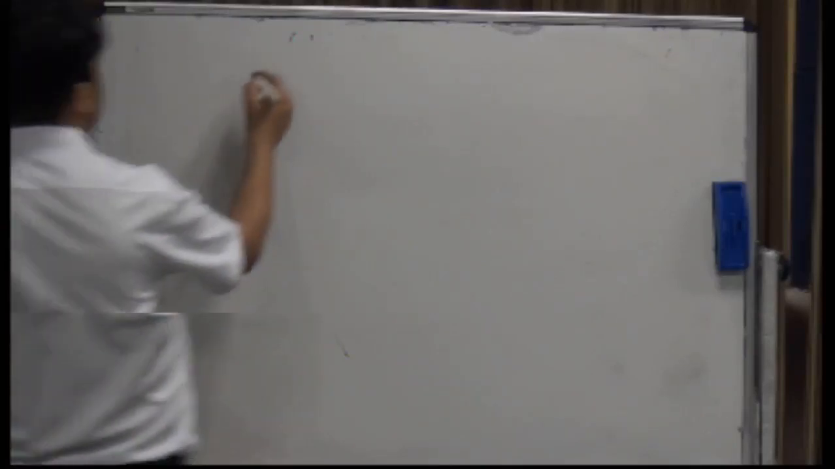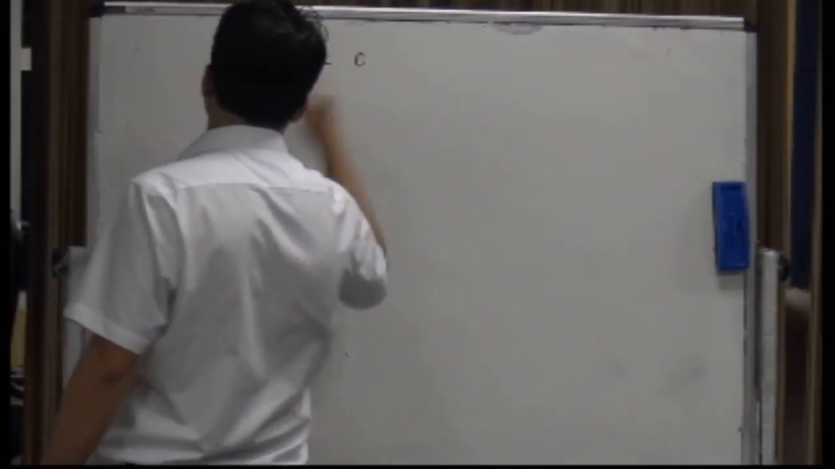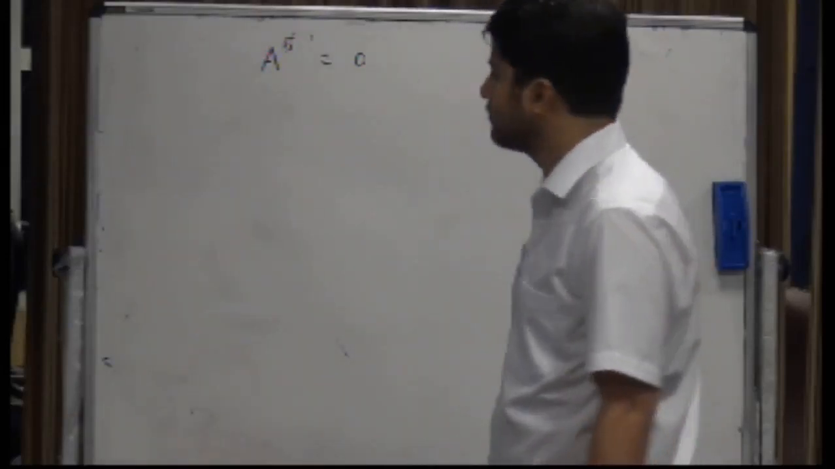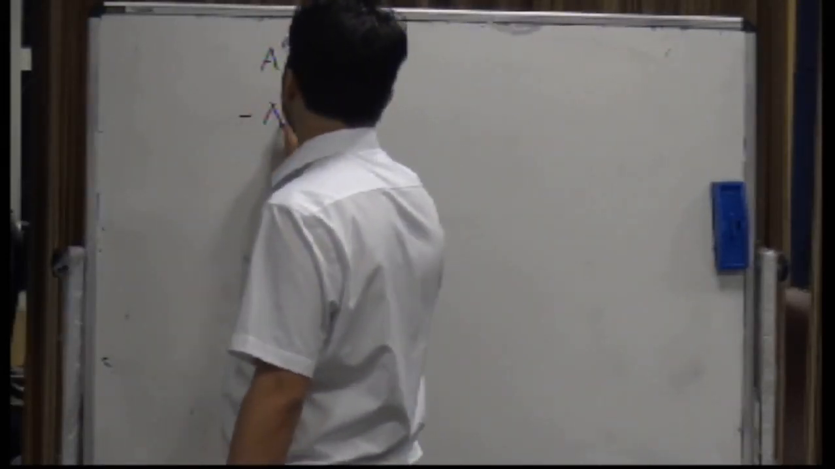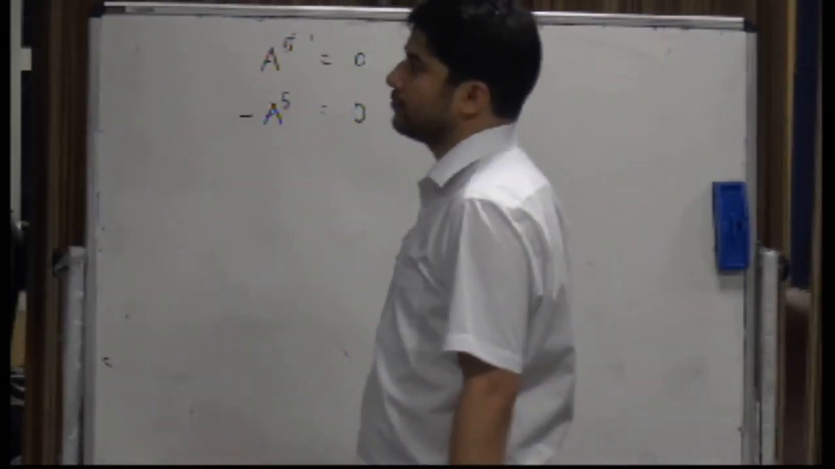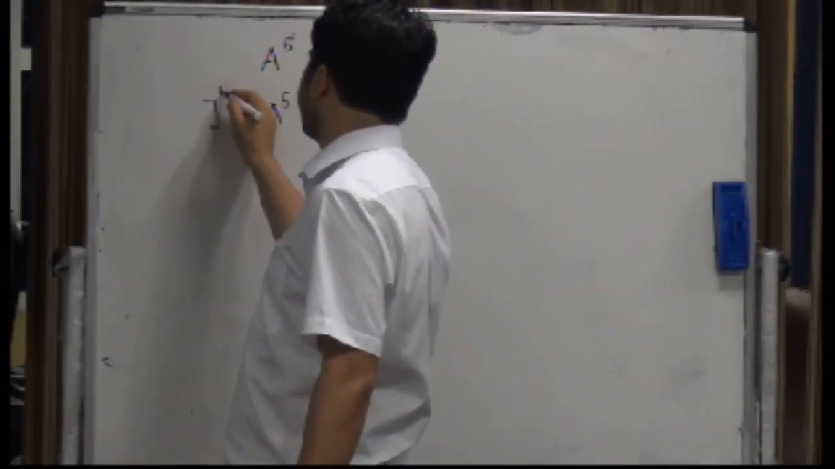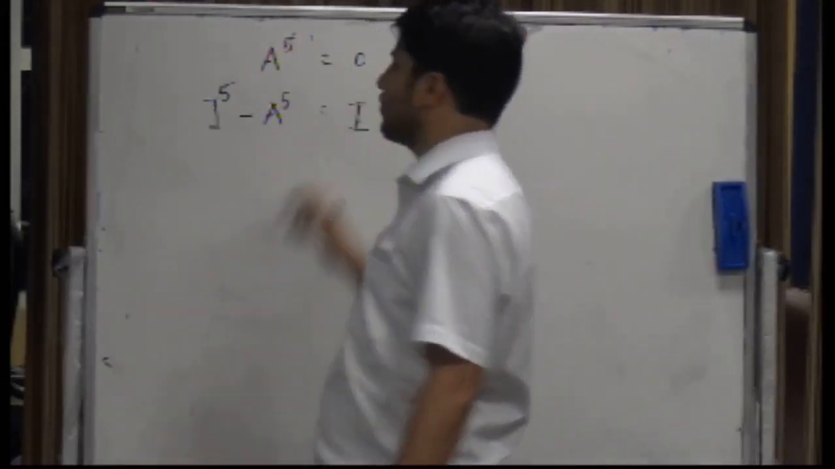हो गया? You know I to the power 5 minus A to the power 5 would be, and I to the power 5 would be I.